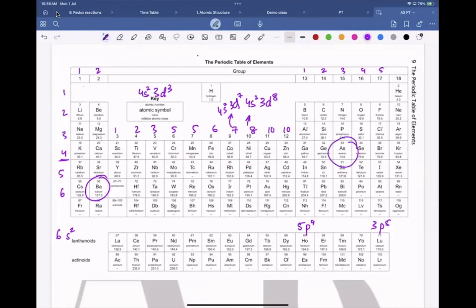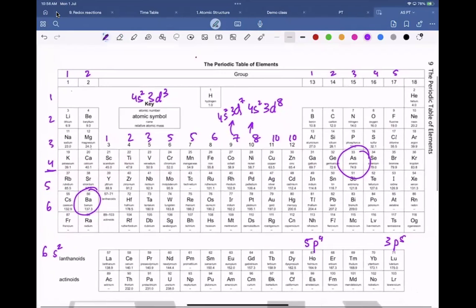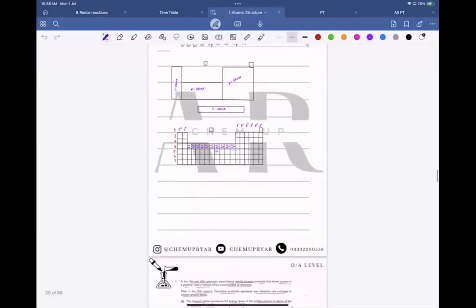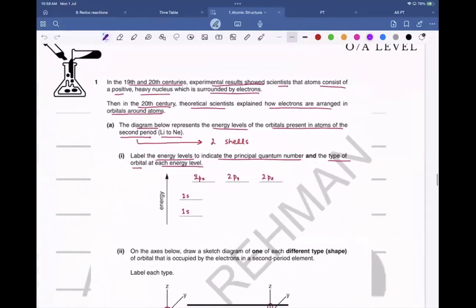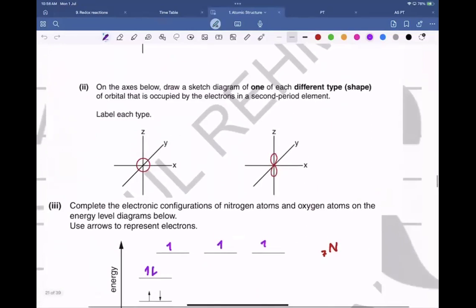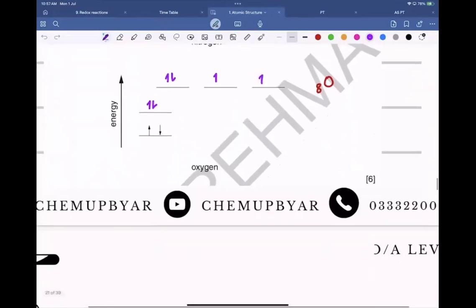So what is the electronic configuration of arsenic? Where is it going to end? 4p3, very good. I hope it's understandable now. Yes, sir. Okay. So see, sometimes they ask you to label the orbitals, then me drawing the shapes, filling of orbitals like this.